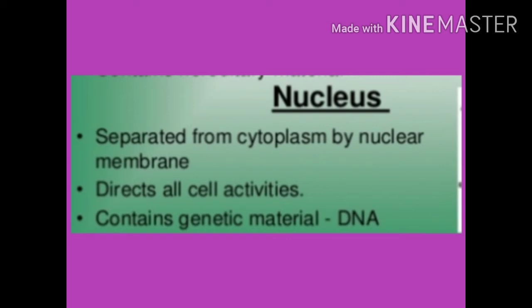Now what about the nucleus? The nucleus is the most important component of the living cell. It is a large and spherical structure present in all the cells. After staining, it can be easily seen with the help of a microscope. In animal cells, the nucleus lies at the center of the cell, whereas in plant cells, it is present at the periphery of the cell due to the presence of a large vacuole.